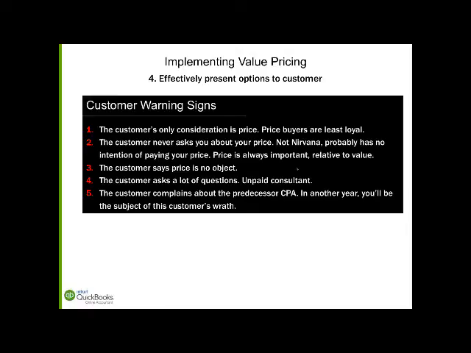The customer who never asks you about price, this also sounds good, but it's not, because price is always an issue, but price is an issue relative to value. Remember, our customers aren't price conscious. They're value conscious. We don't buy the cheapest things, not even cheap toilet paper.